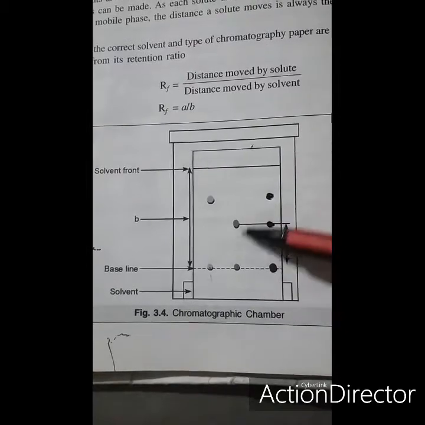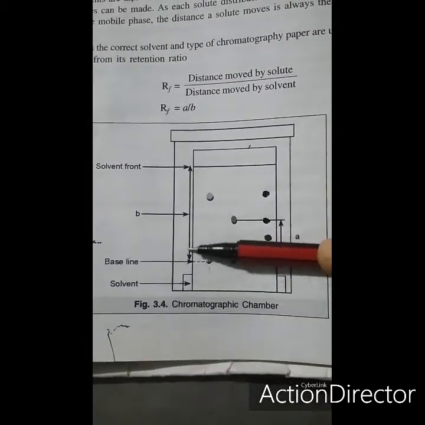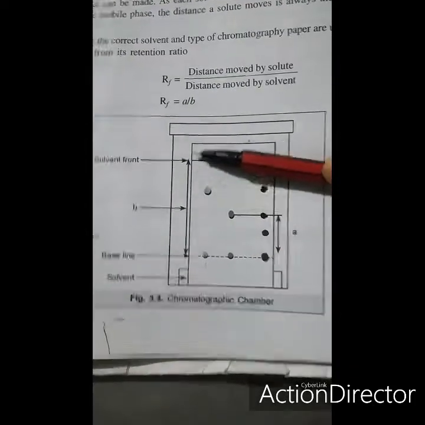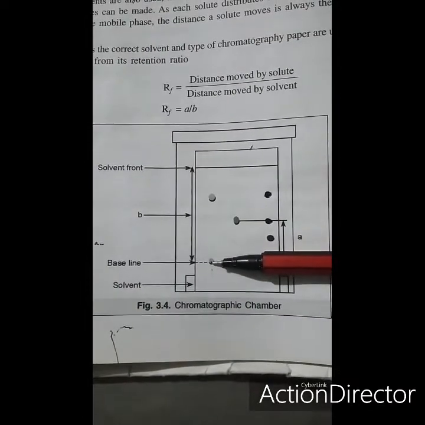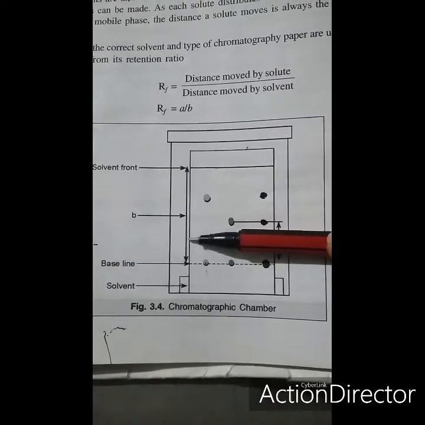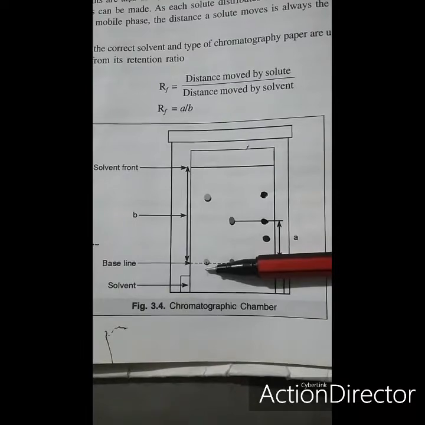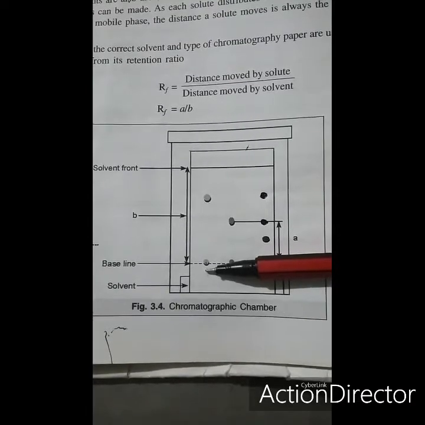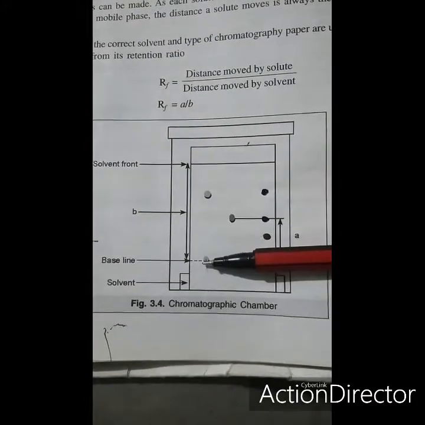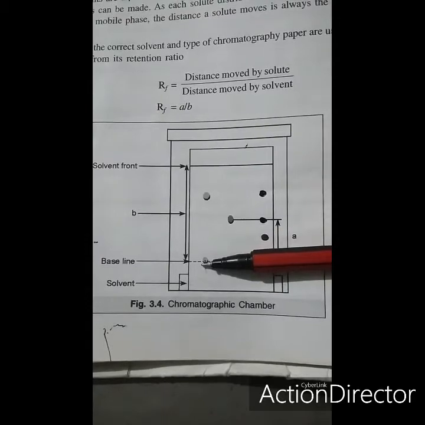During the development process, due to capillary action, the mobile phase will move in the upward direction. When it moves upward, it will try to carry the solute along with it depending on its affinity, while the filter paper, the stationary phase, will try to retain the solute with it. So there will be partitioning of that solute between the mobile phase and the stationary phase. This partitioning depends on the K value, the partitioning coefficient value.